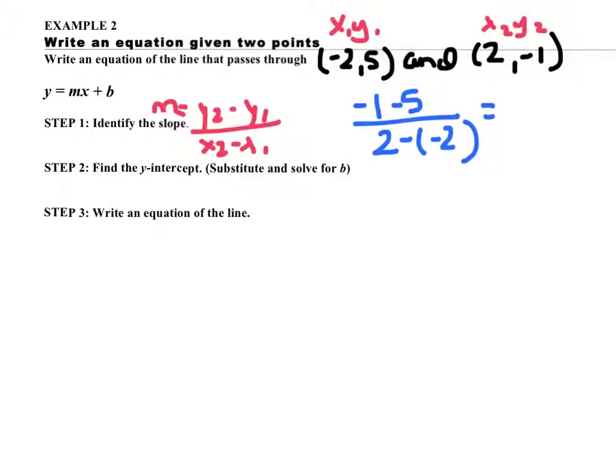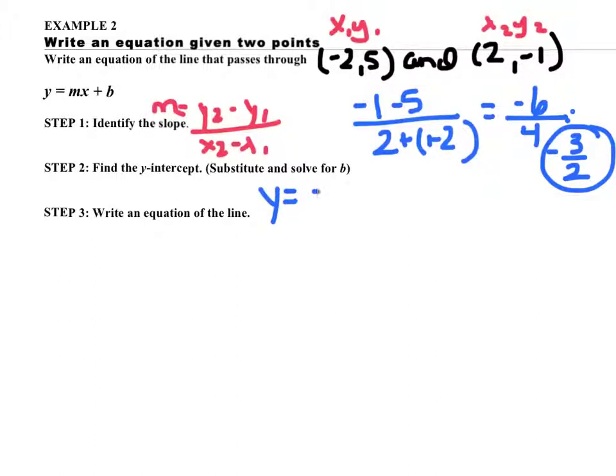All right, so negative 1 minus 5, you'll have a negative 6, all over a positive 4. We can simplify that down to negative 3 all over 2. So my slope is negative 3 all over 2. Now remember, we're looking for the y-intercept then. So I'm going to go back to my equation of what I know so far. Y is equal to negative 3 all over 2, because I know that's my slope, x plus b.